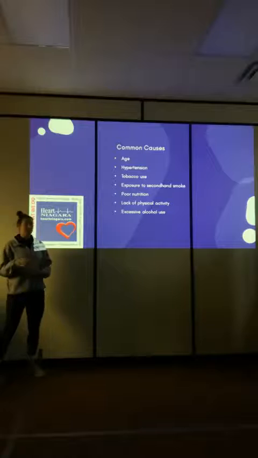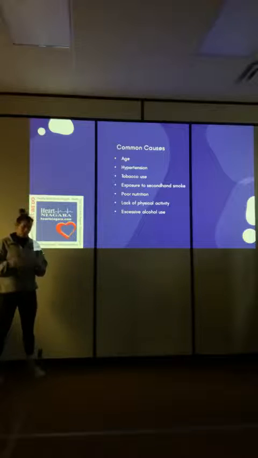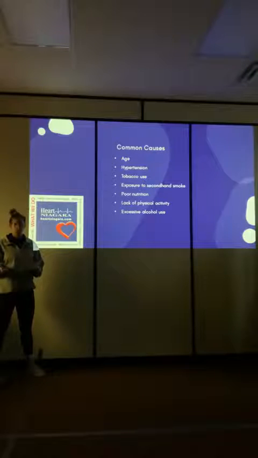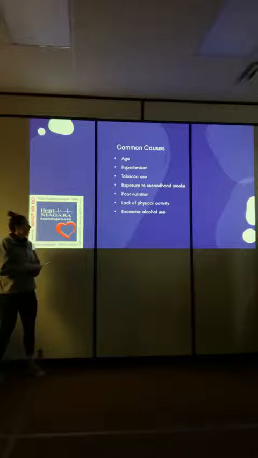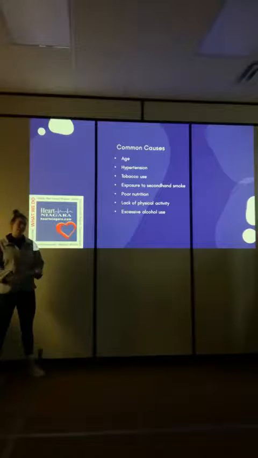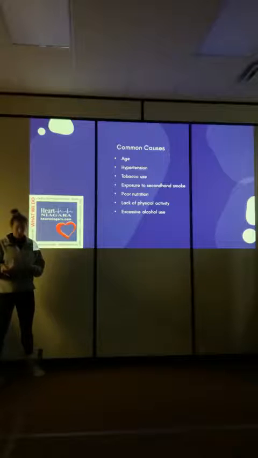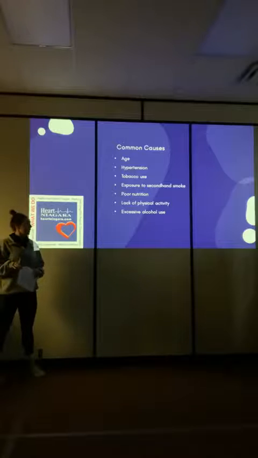Tobacco use and exposure to secondhand smoke. These are toxins that can not only damage our cells, but they can cause our blood to thicken and form clots. Then we have poor nutrition and lack of physical activity. These are kind of a domino effect that lead to a bunch of negative effects that can cause chronic disease. And then excessive alcohol use. If you excessively drink alcohol, it can cause blood clots, inflammation of your pancreas, which impairs your ability to secrete insulin.